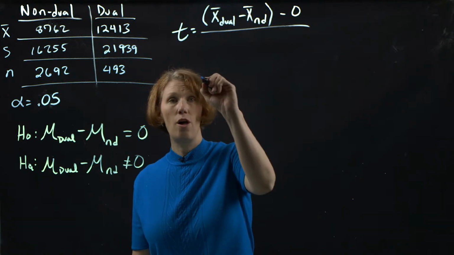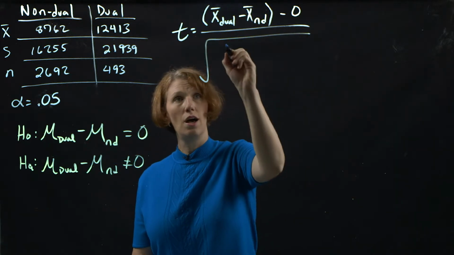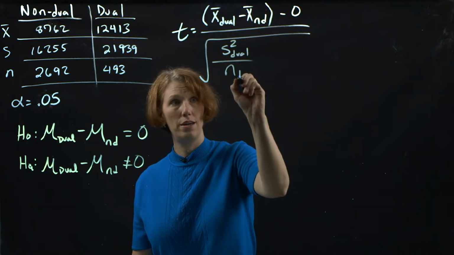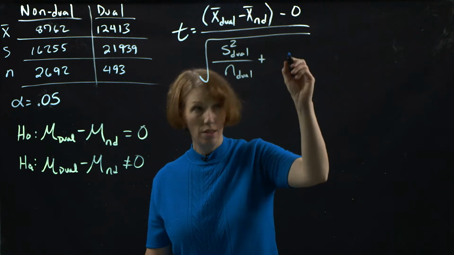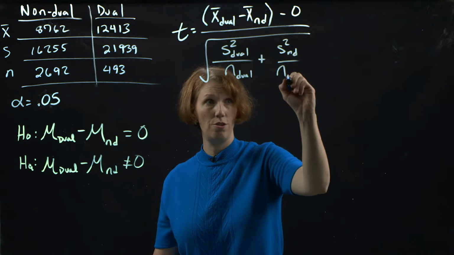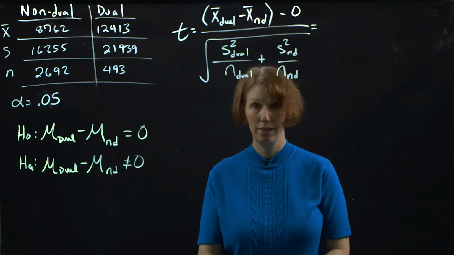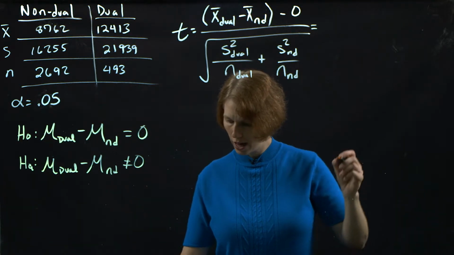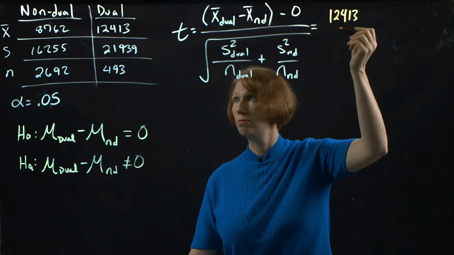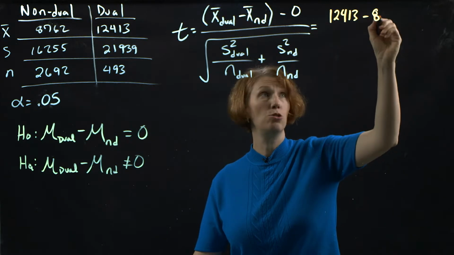So let's write, first of all, the standard error formula. It's going to be equal to the square root of the sample variance for duals divided by the sample size of duals plus the sample variance for non-duals divided by the sample size of non-duals. Okay, I'm going to write this out just to make sure everything is clear. So we have $12,413 minus $8,762.